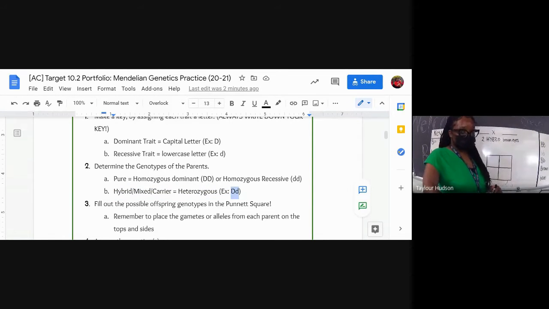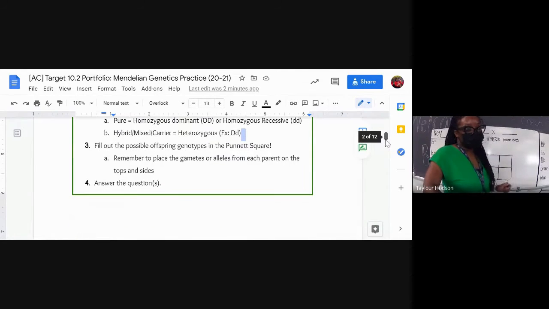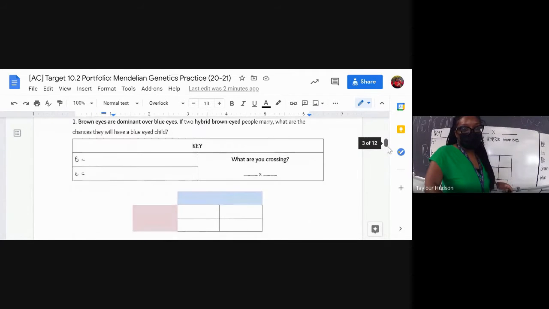All right, so once you've set that up, once you've made your key, once you've correctly identified the genotypes of the parents, then you can do your Punnett square. And the very last thing you'll do is answer the questions. All right, so that's going to be the order I'm going to use to solve question number 1.